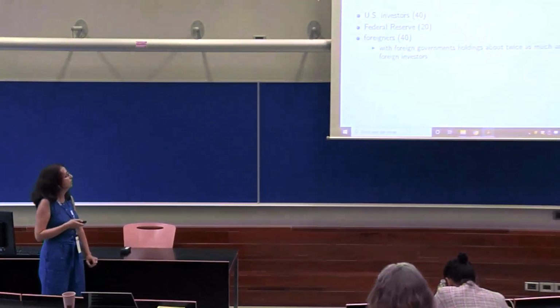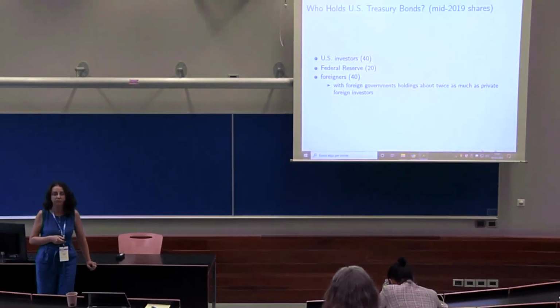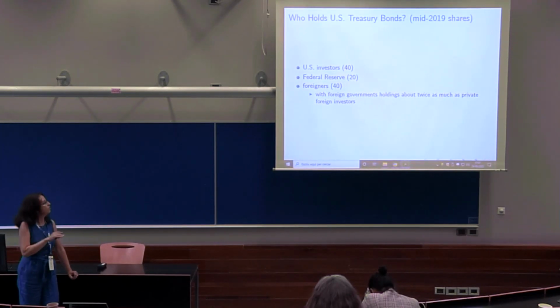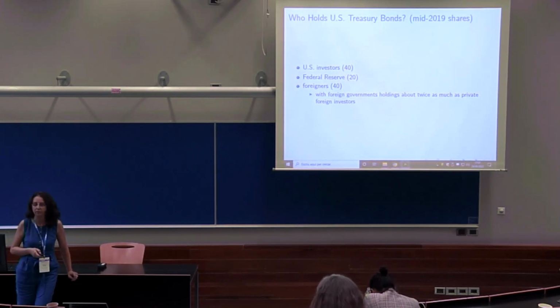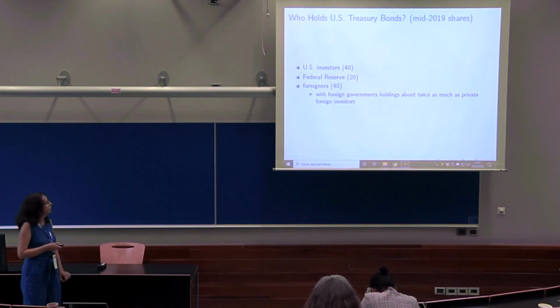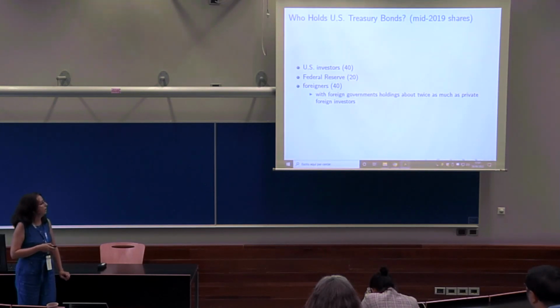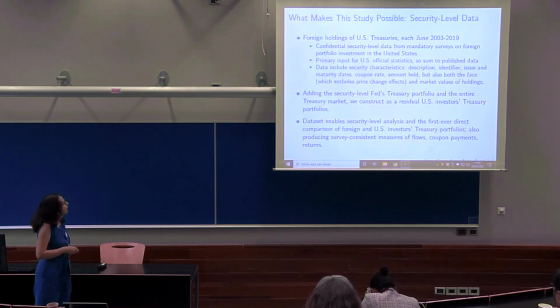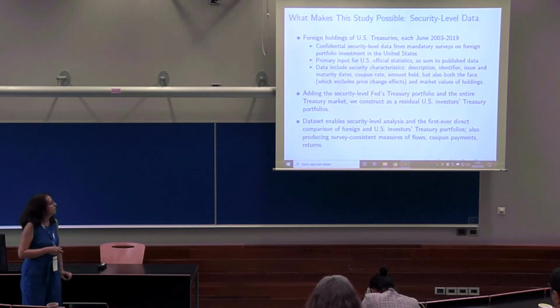Now, because I'm talking about the different investors in treasuries, here I'm showing you how big they are relatively. As of 2019, US investors hold 40% of the market. The Federal Reserve held 20%. Just as a reminder, this is 2019, so this doesn't include the latest round of Fed purchases starting in 2020. And foreigners hold roughly 40%, with foreign governments holding about twice as much as foreign private. Now, what makes this study possible is the TIC data.